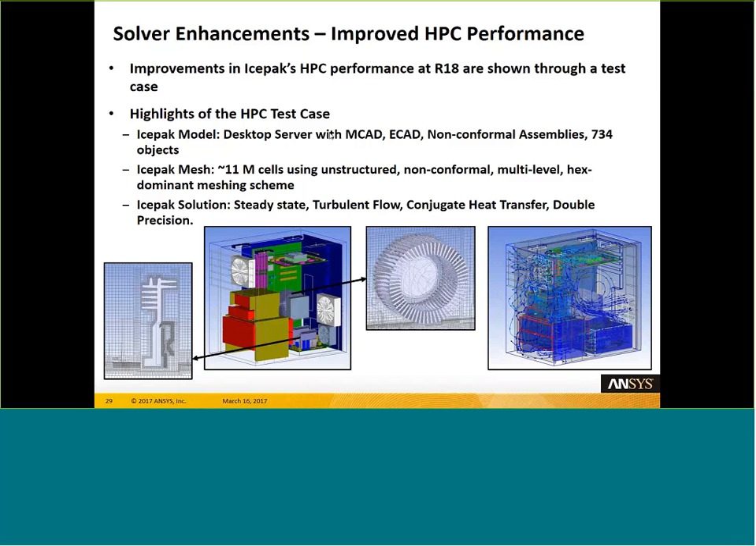Improvements in IcePack's HPC performance at release 18 are shown through a test case, and the highlights of this HPC test case are listed here. So we have an IcePack model. It's a desktop server with mechanical CAD, electrical CAD, about 700 objects. The mesh has about 11 million cells using unstructured, non-conformal, multi-level, hex-dominant meshing. It was a steady-state solution with turbulent flow, conjugate heat transfer, and double precision solver.